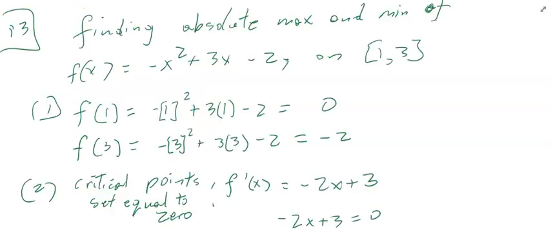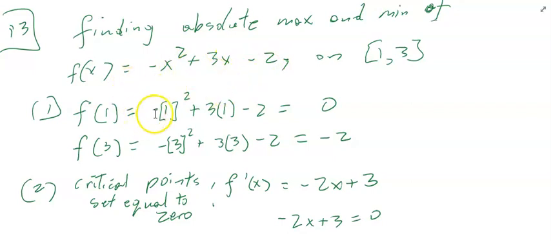Okay, so first of all, we're trying to find the absolute maximum and absolute minimum of this function, f of x equals negative x squared plus 3x minus 2 on the interval 1, 3. So step 1, we want to find the function values at the endpoints 1 and 3.